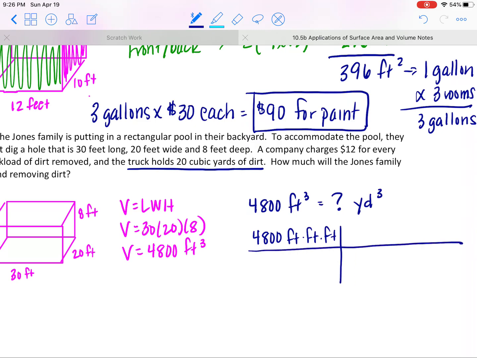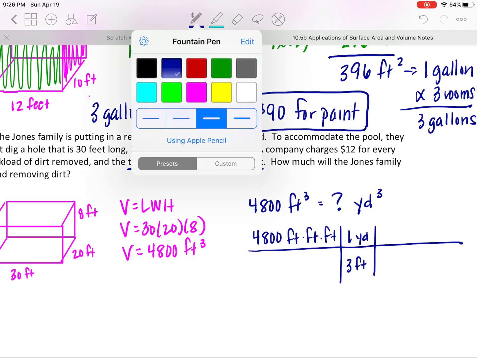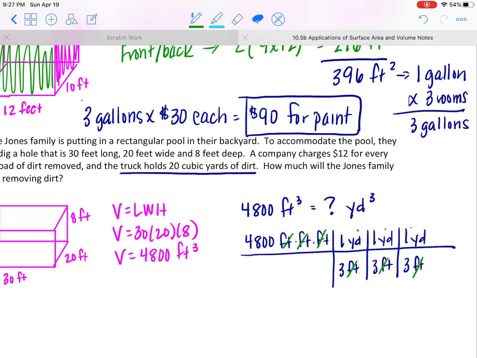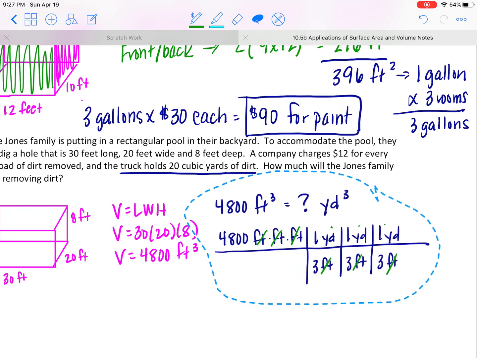So 4,800 feet cubed. Feet cubed means feet times feet times feet, right? So when I make this conversion, I've got to get rid of feet 3 times. Now you remember how many feet are in a yard? It's 3 feet in 1 yard. So if I use that unit fraction once, then it gets 1 of the feet to go away and gives me 1 of the yards that I need. So I have to do that again. I know 1 yard is 3 feet, and the second time makes the second feet go away, and then the third time, 1 yard, 3 feet, makes the third one go away. And now I have yards times yards times yards.